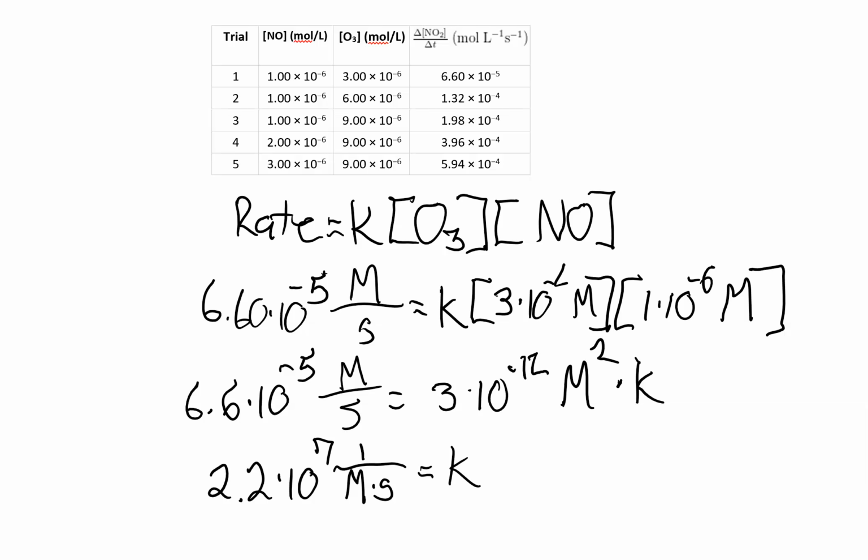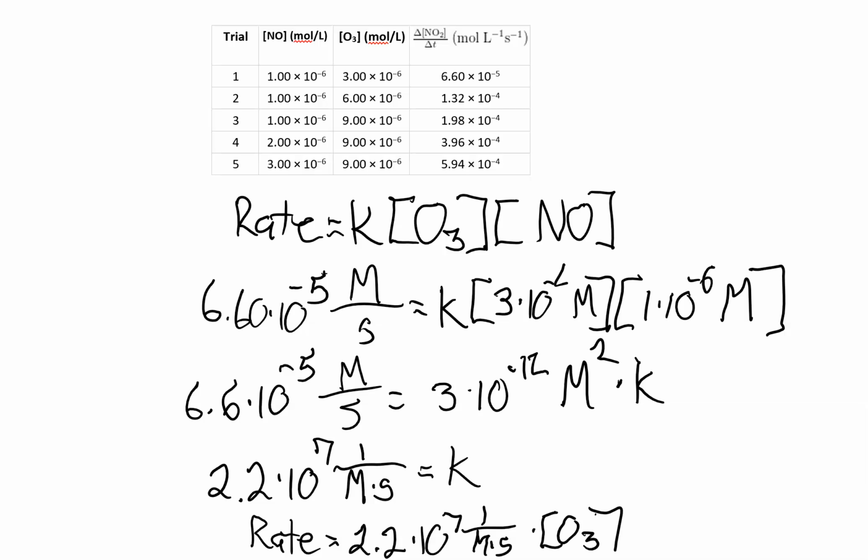So our final rate law expression is rate equals 2.2 times 10 to the 7th, 1 over molarity times seconds, times ozone raised to the first power, times nitrogen monoxide raised to the first power. And thus we've completed our rate law for this experiment.